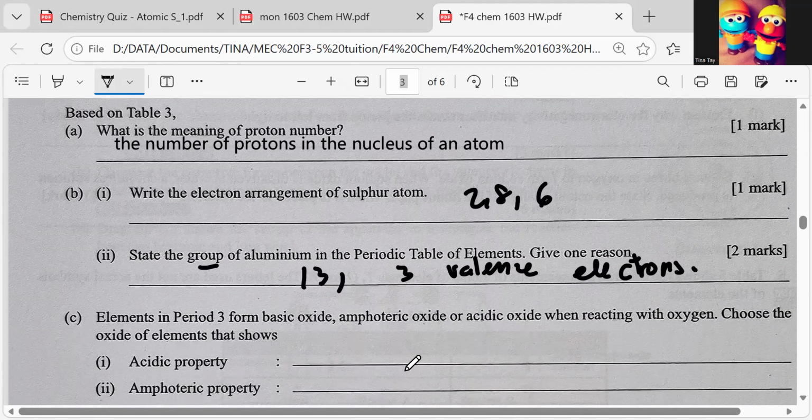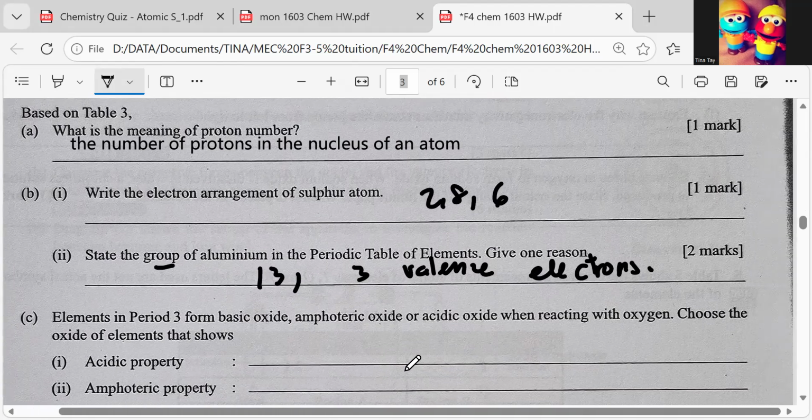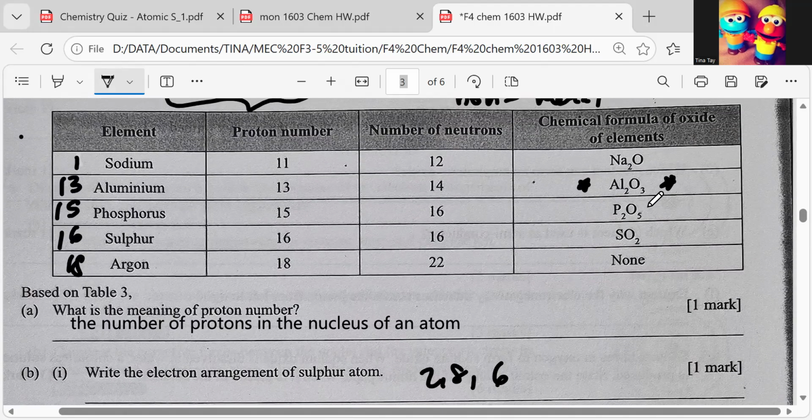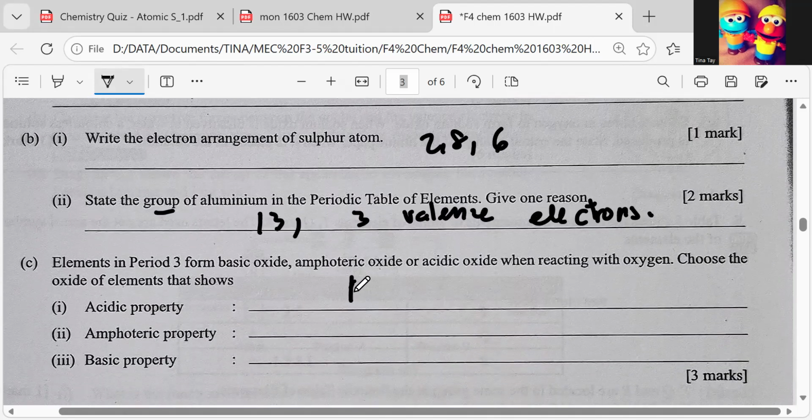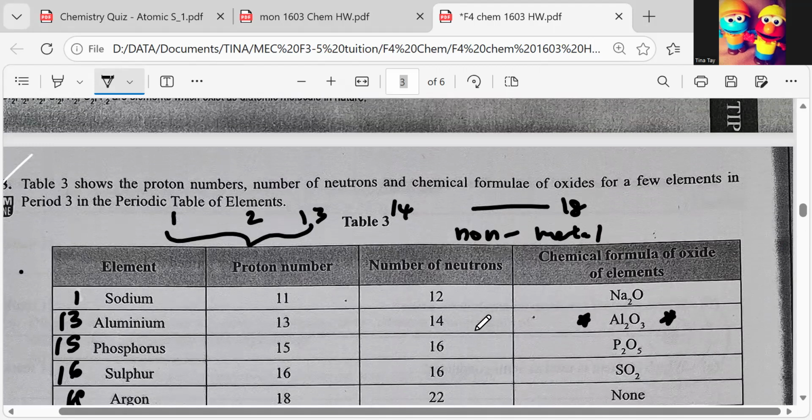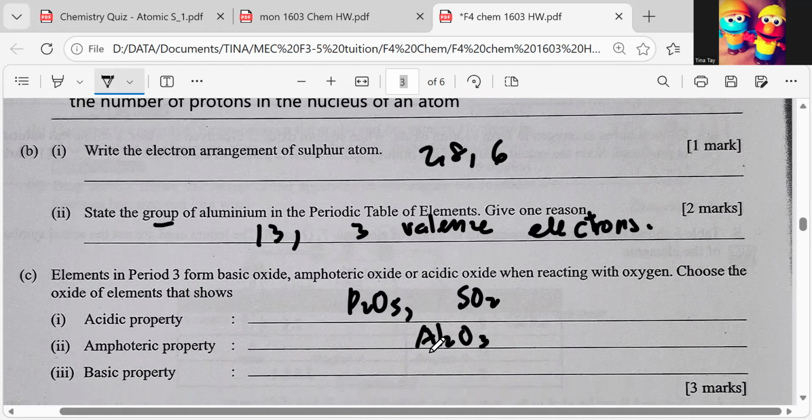Elements in period 3 form basic oxides, amphoteric oxides or acidic oxides while reacting with oxygen. Choose the one that is acidic. Okay, I just told you. Which one is acidic? P2O5, SO2. Non-metal oxide. Amphoteric, only one: aluminium oxide. Basic oxide is which one? Sodium oxide.